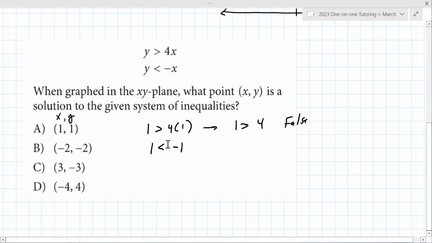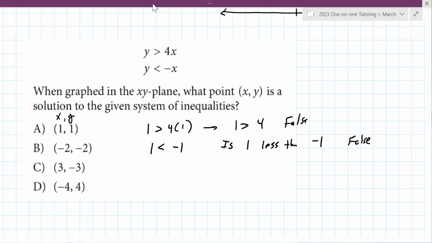Well, -1's further on the number line. You have to read it as a question: is 1 less than -1? No. That's right. So this is also false. Now with positives, it's kind of okay. It's not too bad. With negatives, it gets a little bit more difficult. So I'm going to work on this point. Actually, let me switch colors here. Maybe that'll be an easier identifier for you later on.